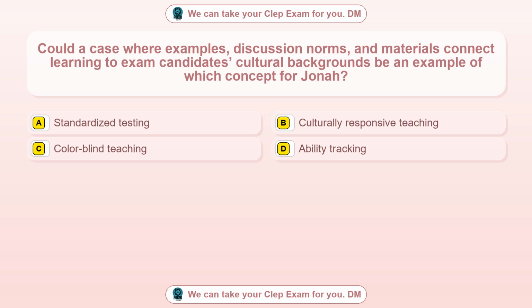Question 69. Could a case where examples, discussion norms, and materials connect learning to exam candidates' cultural backgrounds be an example of which concept for Jonah? Option A, standardized testing. Option B, culturally responsive teaching. Option C, colorblind teaching. Option D, ability tracking. The correct answer is option B. Culturally responsive teaching.